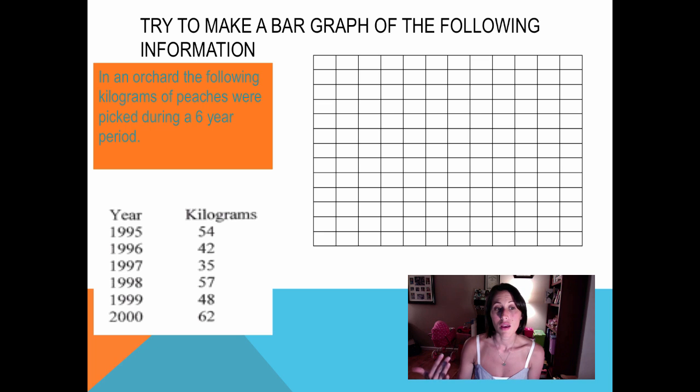Make sure that you make a key if you're comparing different types of data. In this sense, we're talking about years and kilograms, but we're only looking at one thing. If you were doing 2, you would need to make sure that you made a key because you're comparing 2 different things and you want to make a distinction. Okay, so in this one, you're looking at kilograms of peaches collected in an orchard in a 6-year period of time. Here's the data right here. So I want you to go ahead and set up this graph, hit pause, and when you're finished, hit resume.